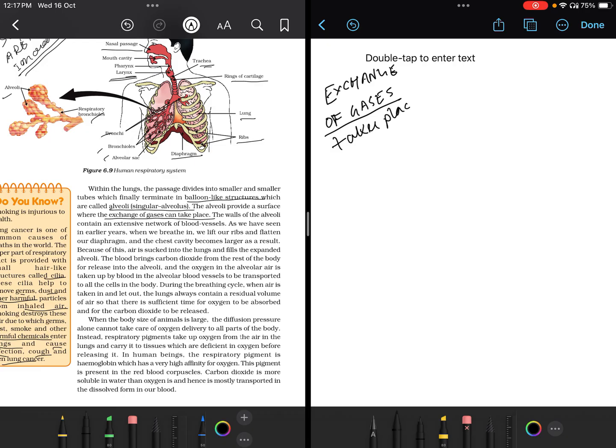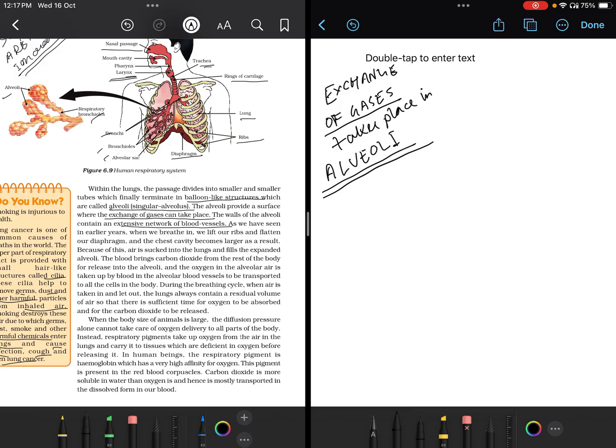takes place in alveoli. It is the plural. Okay, alveoli. So you have to remember this. The walls of alveoli contain an extensive network of blood vessels.